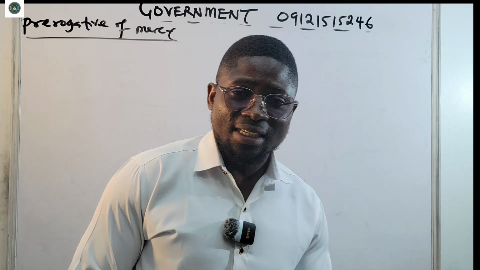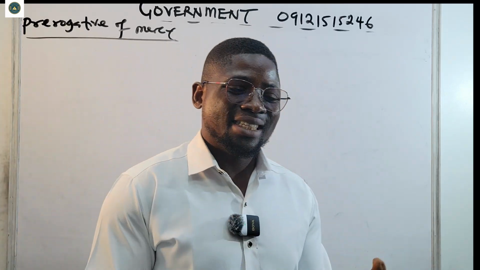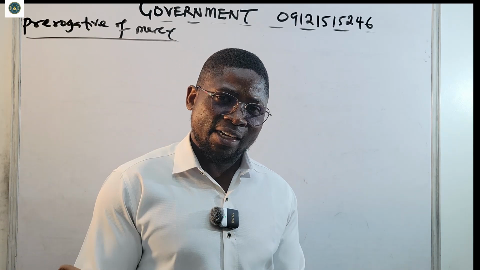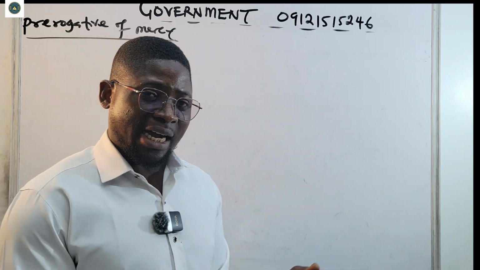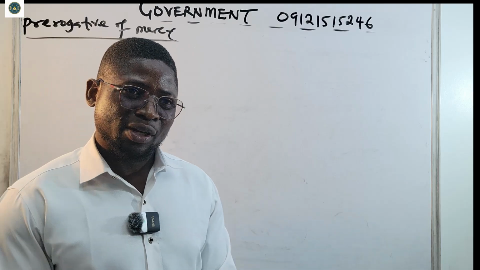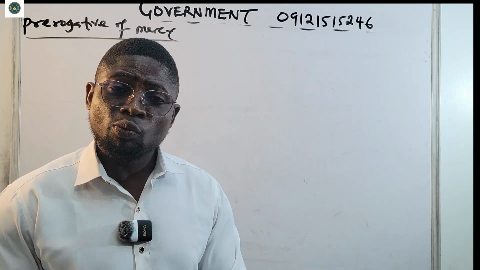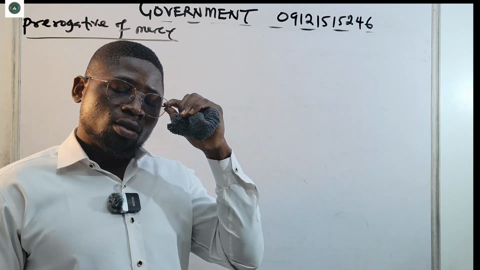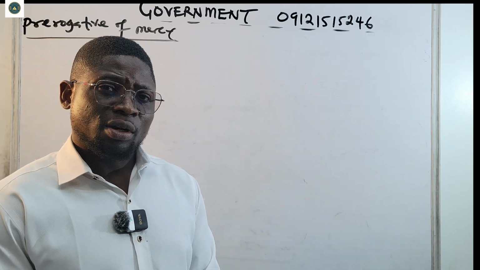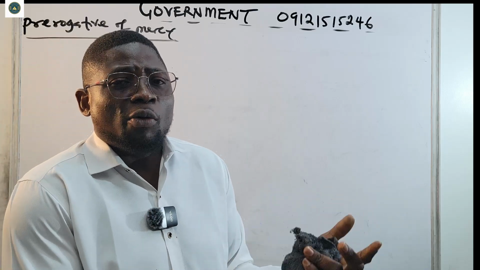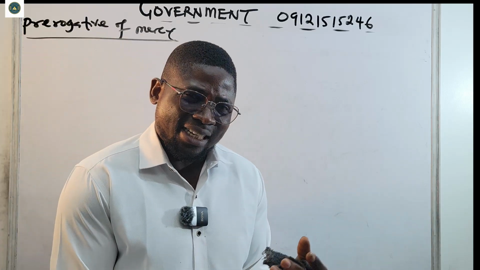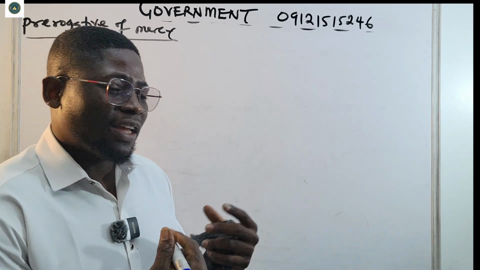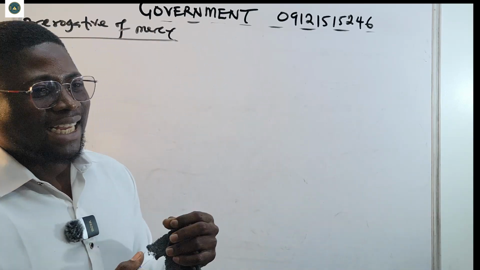We say prerogative of mercy is the power of the president or the governor to forgive someone of his crime. Even at home, let's say you have 3 children in the house and all of you misbehave. Your father doesn't want to flog you or do anything to you, he just forgives you and says, don't do it again. That is prerogative of mercy. Your parents have that power. So it is the power of a governor or the president to forgive a person after he has been convicted of a crime.